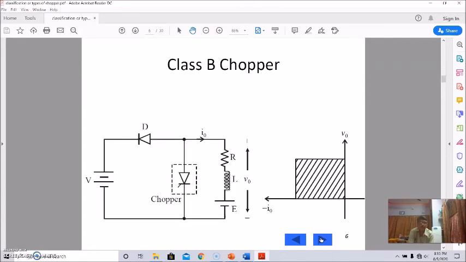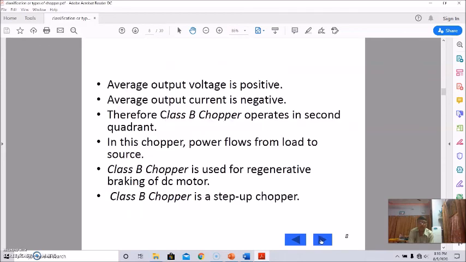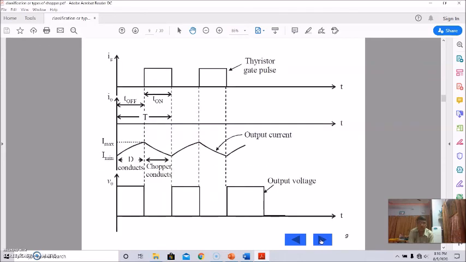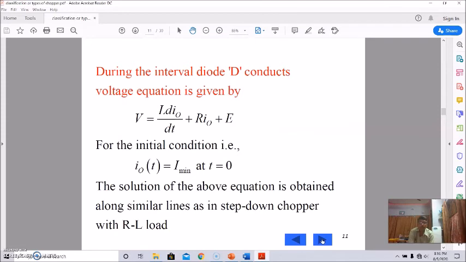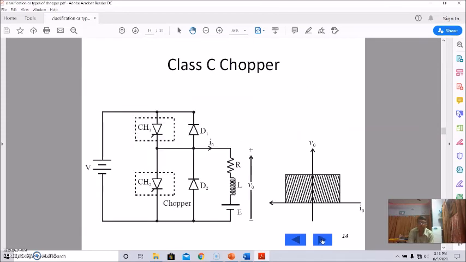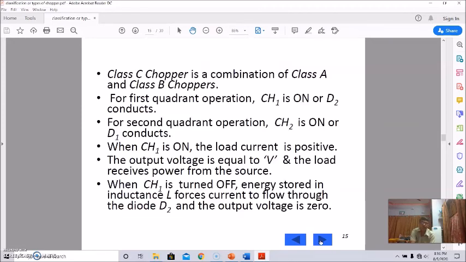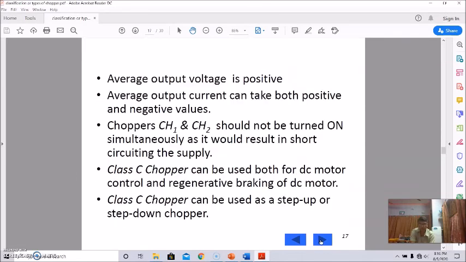Then class B choppers, that is the second quadrant choppers. So why it is a second quadrant chopper, how it is operated, what its circuit diagram and waveforms are, and how we get the expressions of the output current from the voltage equations of the operating conditions. Then we have discussed the class C chopper, which is a two quadrant chopper, how it operates and why, what the precautions are, the process of operation, and its waveforms also we have discussed.